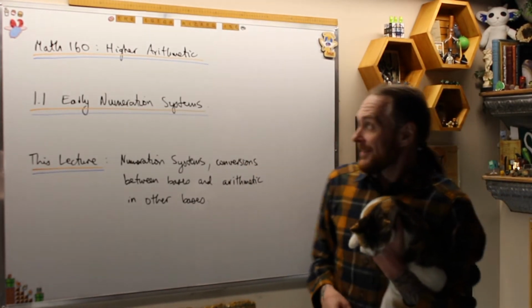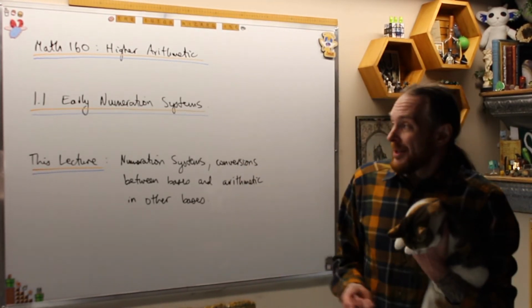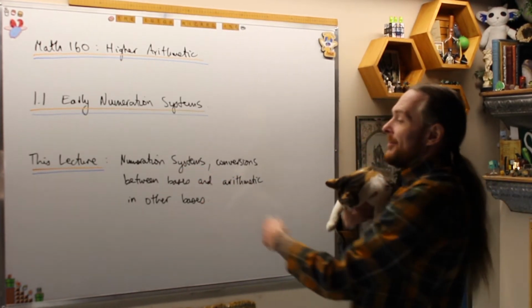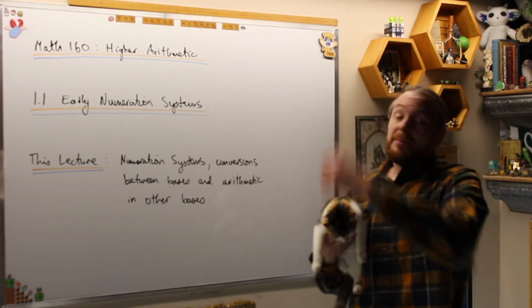What we're doing is Math160 Higher Arithmetic. 1.1 is going to be early numeration systems. This lecture specifically, what we're going to do is numeration systems, conversion between bases, and arithmetic in other bases.